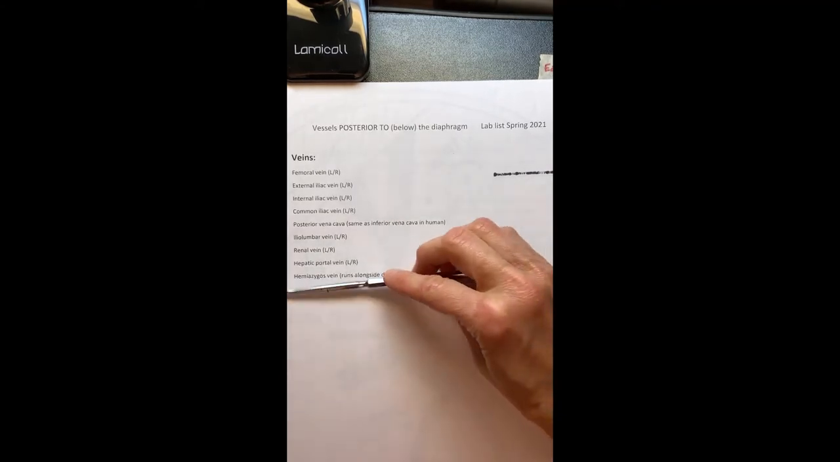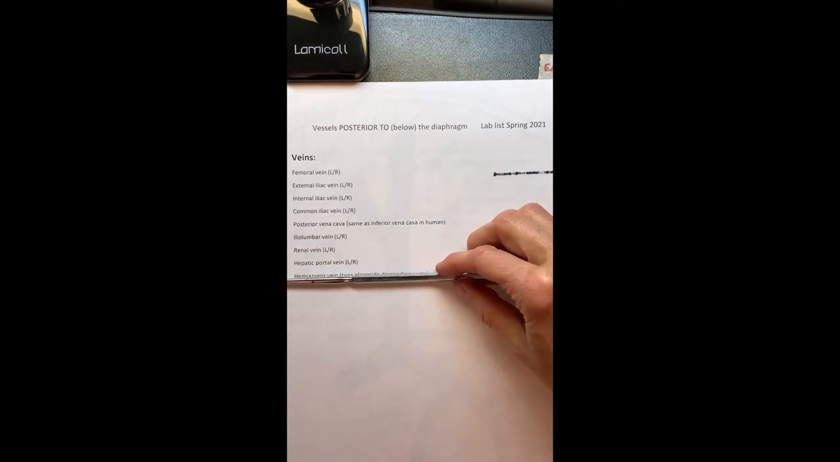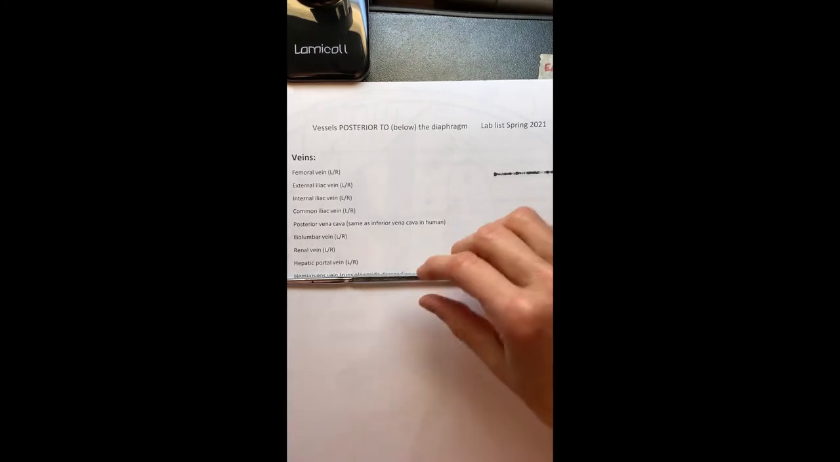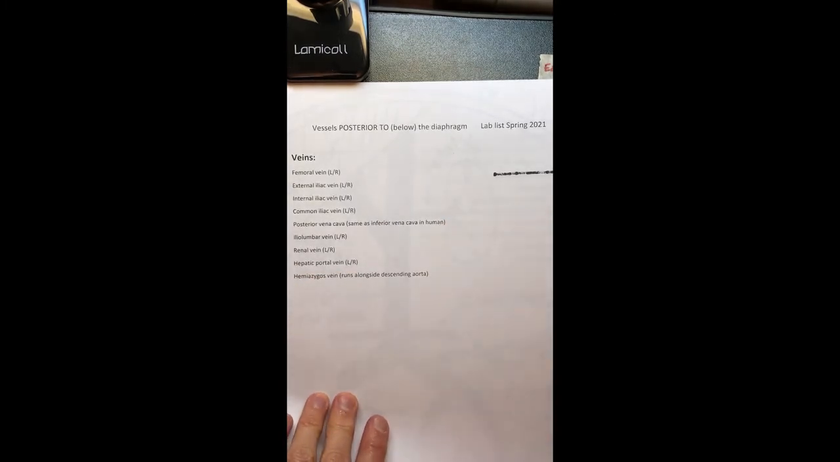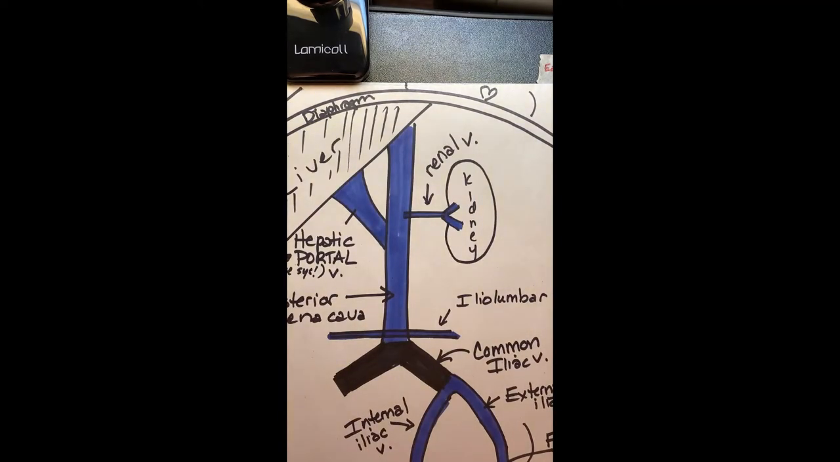The hemiazygous vein we've already looked at, that should not be here. That's going to be something that you'll need to identify above the diaphragm. Right? So let's look at a picture of that, and we'll walk through those structures together.